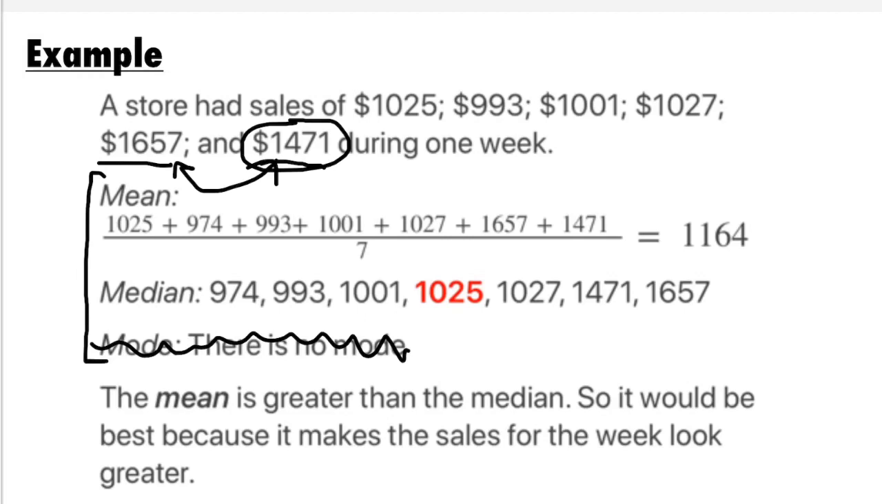It will make this store look better. So we would use the mean for this situation because it's a little bit higher than our median. In this scenario, the best representation is the mean because it's greater than the median. So it would look best because it makes the sales for the week look greater. So that's 2 examples of how we can analyze a set of data and determine which measure of central tendency is best to represent that data.